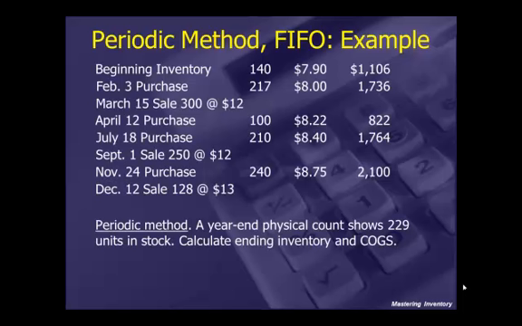All right. Periodic method, a year-end physical count shows 229 units in stock. We're to calculate the ending inventory and cost of goods sold. By the way, this is the same data that we were using under the weighted average and moving average. We're using FIFO though now.